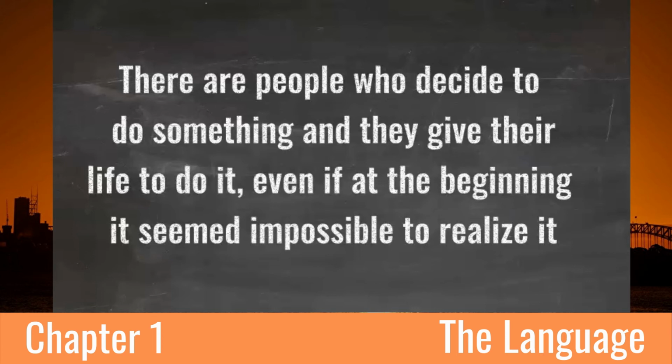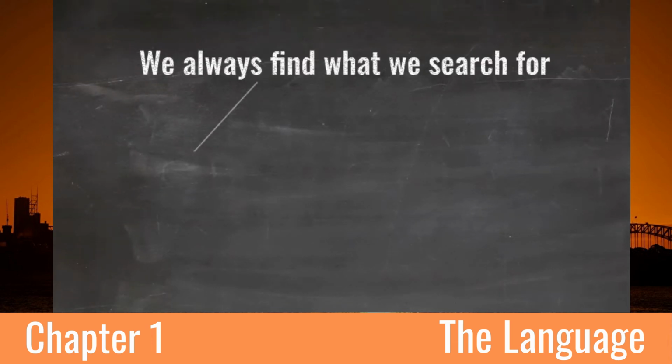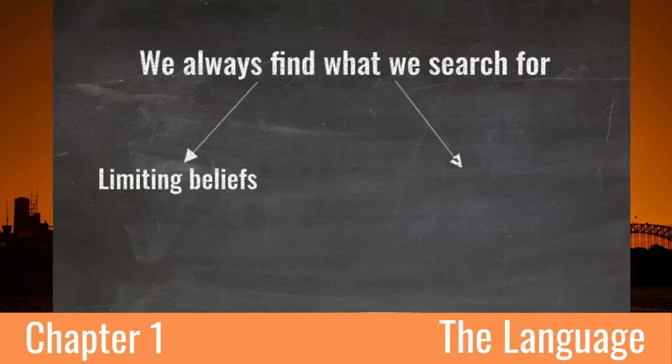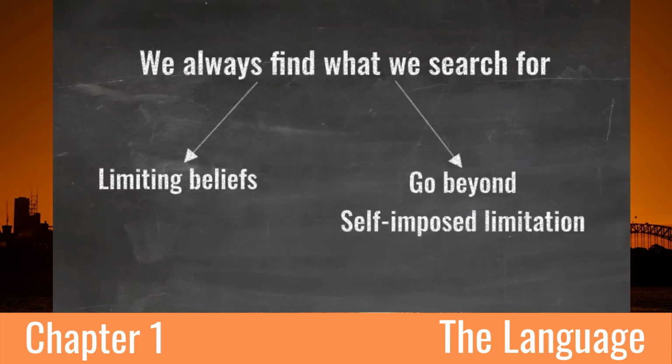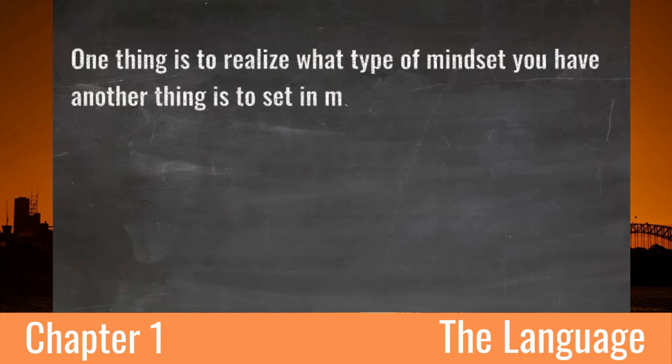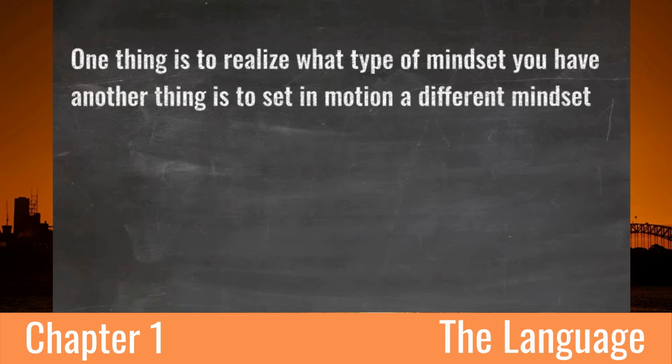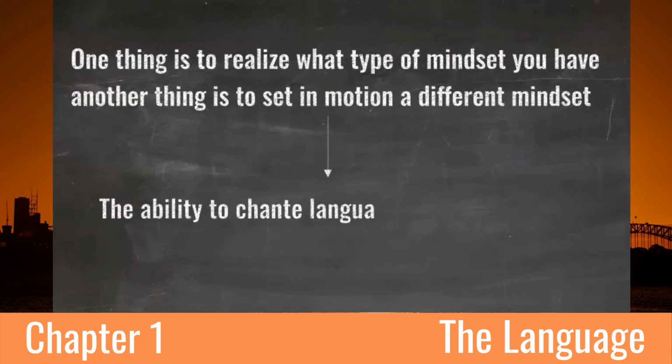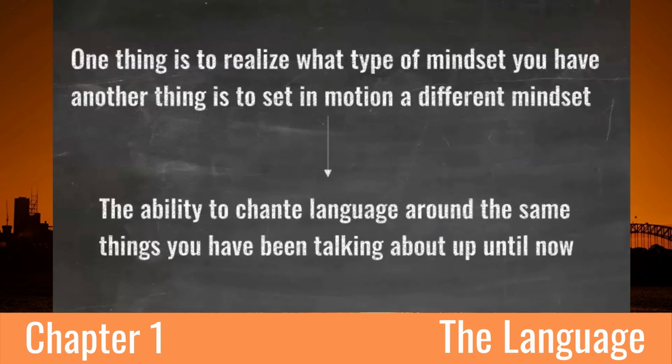But if you're searching for possibilities, you will find what you search for, because we always find what we search for. This is true when it comes to limiting beliefs and is also true when it comes to going beyond your self-imposed limitations. It is in the mindset and it comes out through language. One thing is to realize what kind of mindset you have, and another thing is to set in motion a different mindset. The way to start to shift your own mindset starts from the ability to change language around the same things you've been talking about, reframing your mindset through your language.